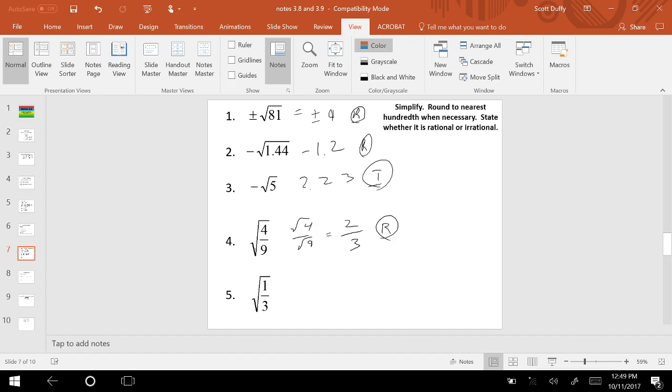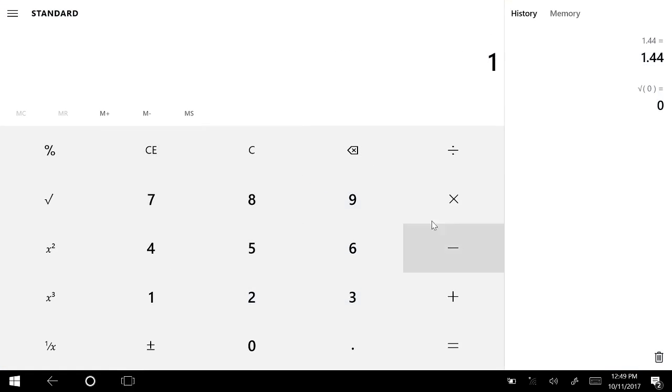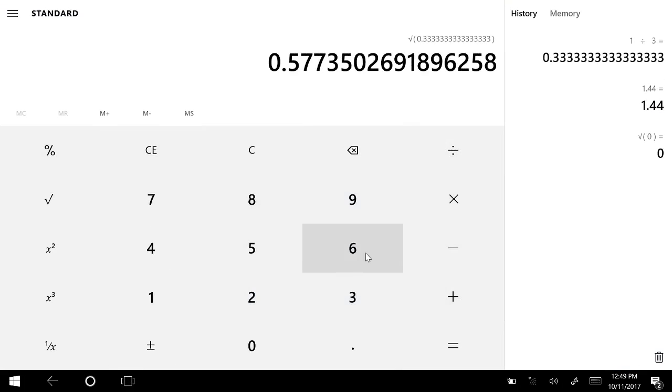And then last, the square root of 1/3. Well, I'll just see what that equals. 1 divided by 3 equals 0.333. Take the square root of that. I get 0.577, and it doesn't repeat. It's not a repeating decimal.